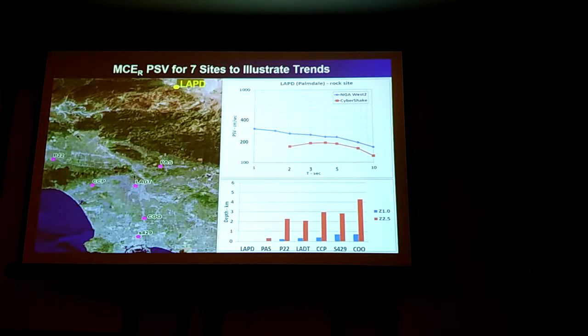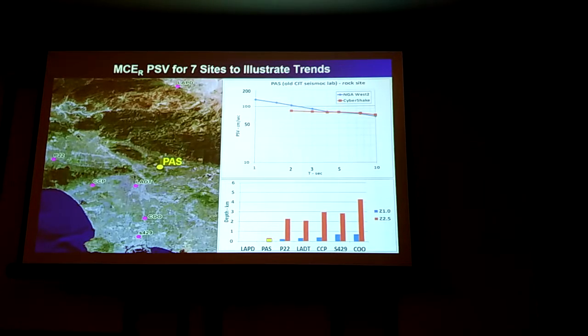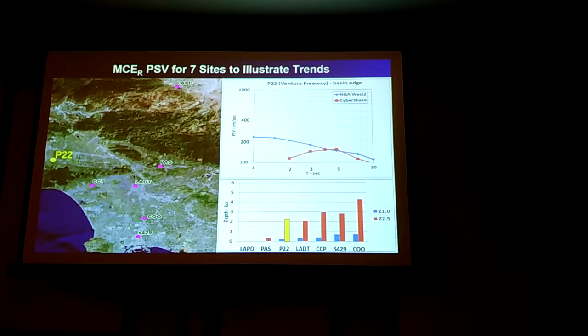We'll start with a site in Palmdale, right on the San Andreas Fault. And here you see the CyberShake result plotted in red is anywhere from 10 to 30% lower than the result from the NGA-West2 equations. Now this is a rock site. We moved to Pasadena, which is another rock site, and here results are virtually identical. Now let's move over to the San Fernando Valley, the western part of that valley. It's a basin edge site, P22. And at longer periods beyond 3 seconds, the results from both approaches are fairly similar.